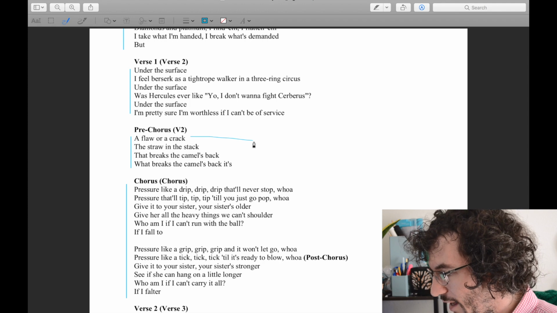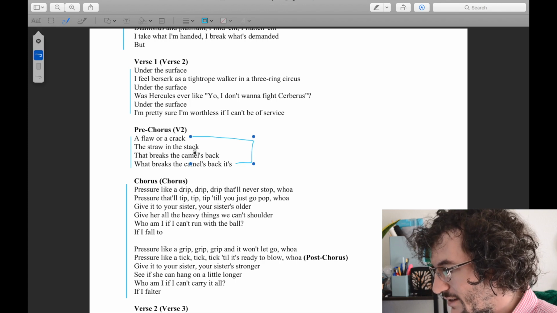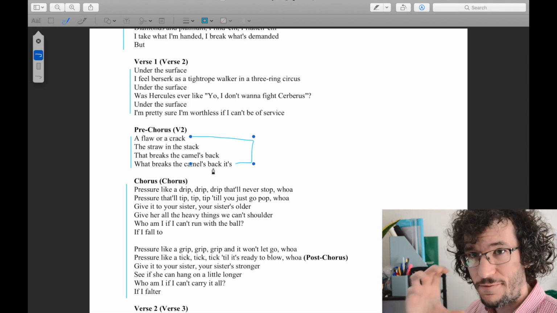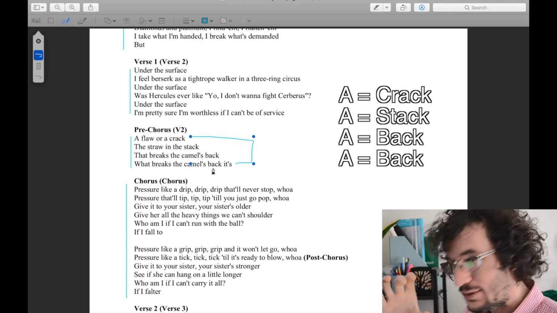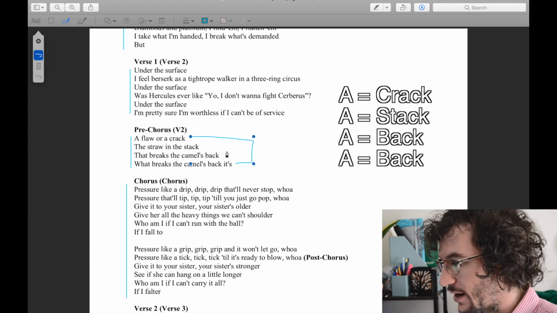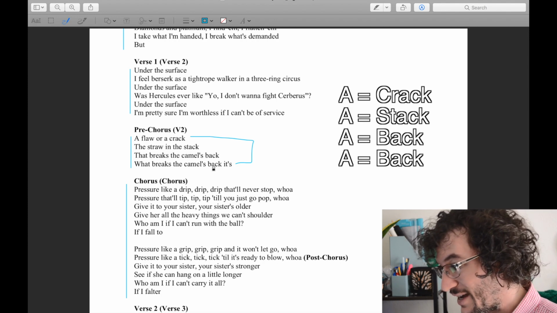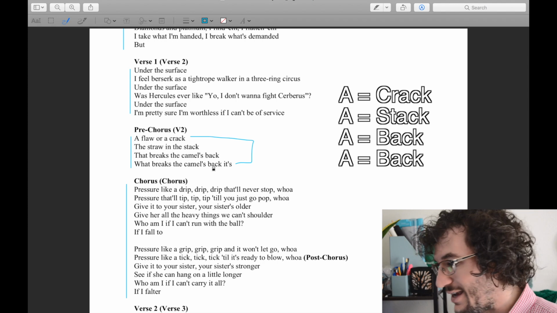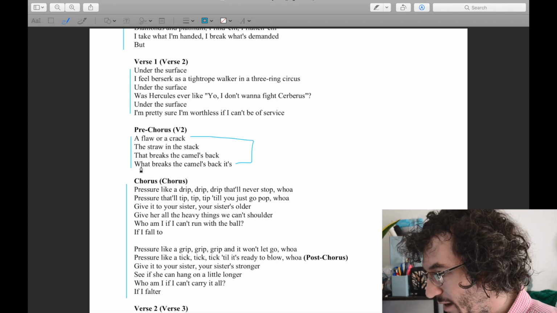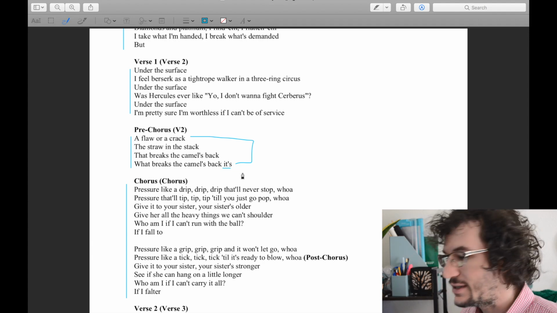And all of these lines rhyme with each other. Crack, stack, back, back. So that's a very tight and strong rhyme scheme there, right? Just A. Even rhyming these last 2 lines are almost exactly the same. The only thing that's different is that and what, and then we'll get to this a little bit when we talk about the rhyme schemes.